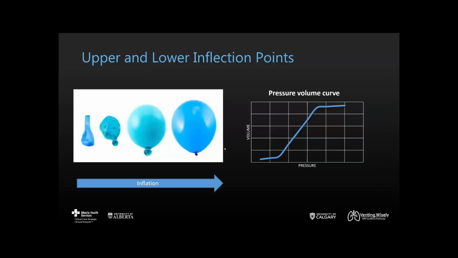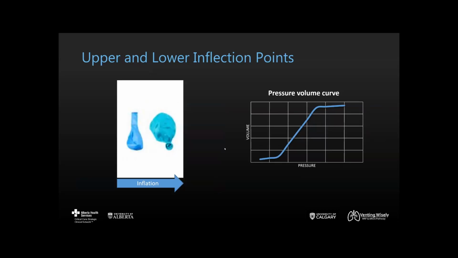Linearity is the point on a pressure-volume curve, which is between the upper and lower inflection points. Now, let's look at what those inflection points are. As you deliver a volume to a de-recruited lung, you will note that it takes more pressure to initially inflate the lung. Think of a balloon inflating.